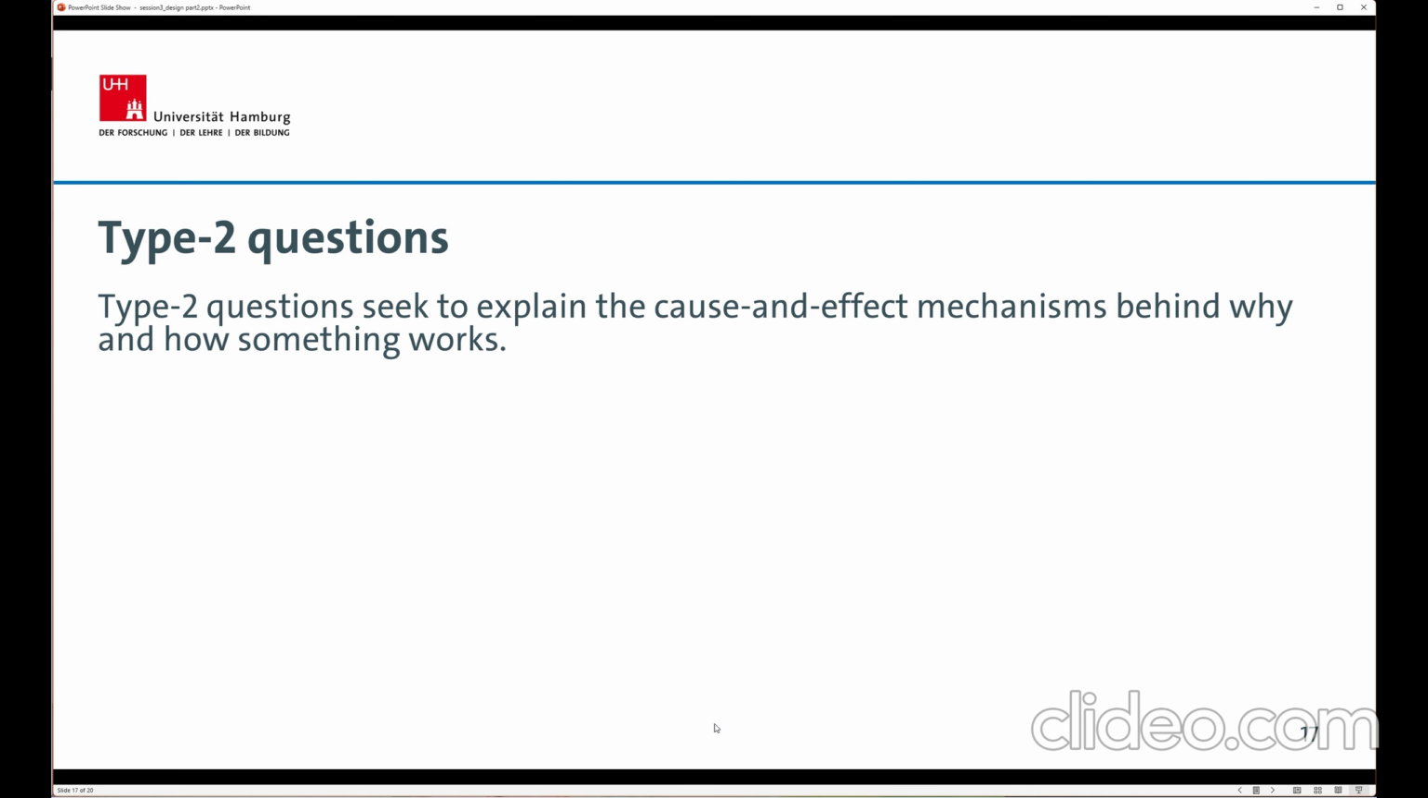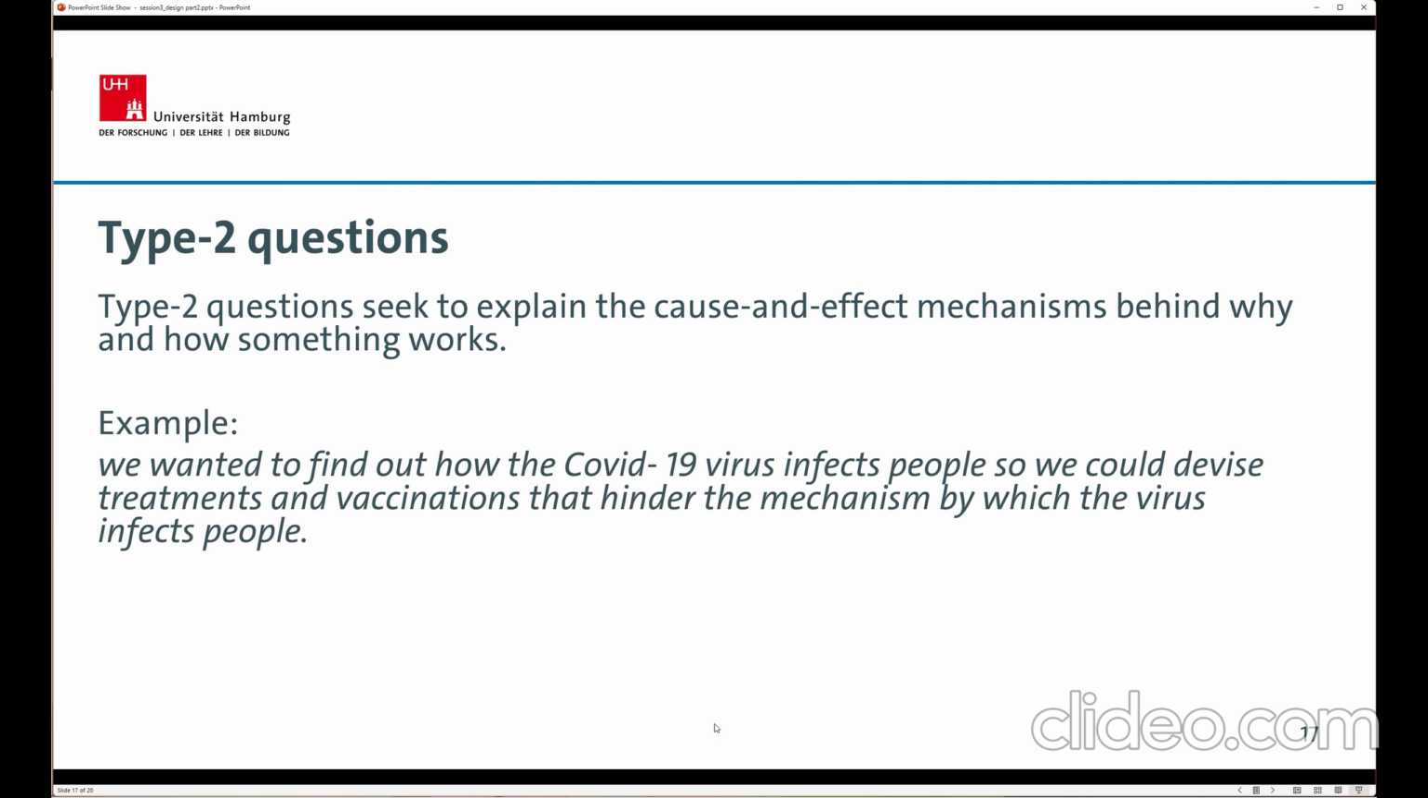Type 2 questions seek to explain the cause and effect mechanisms behind why and how something works. So in the setting of that pandemic, at some stage, we wanted to find out how the virus infects people. What are the infection mechanisms? Why did we want to do this? We wanted to devise interventions and treatments, vaccination, medication, or social distancing rules, stuff like this, that hinder these mechanisms by which the virus infects people and leads to disease and death. So this is a how and why question.